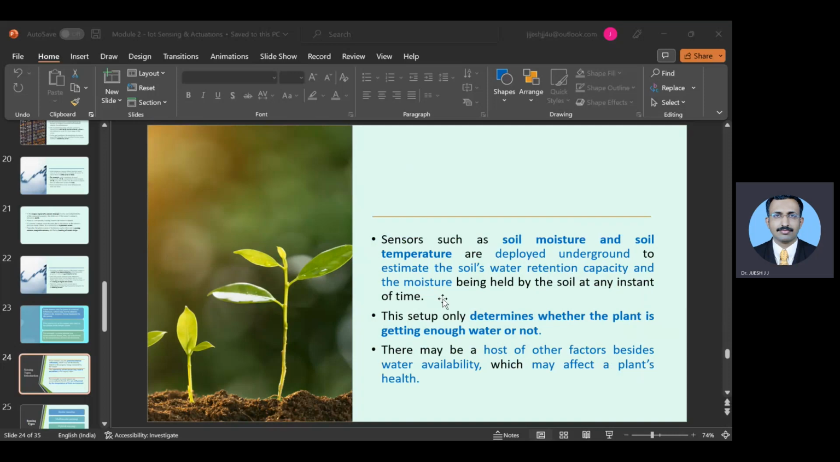Are you noting down anything? So we'll see the next one. What is the last one? Virtual. Virtual means what? What is virtual?